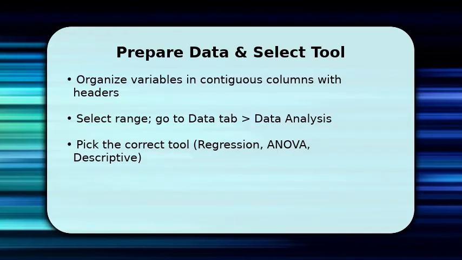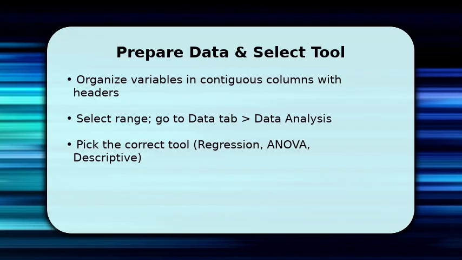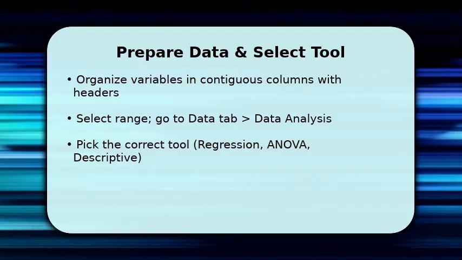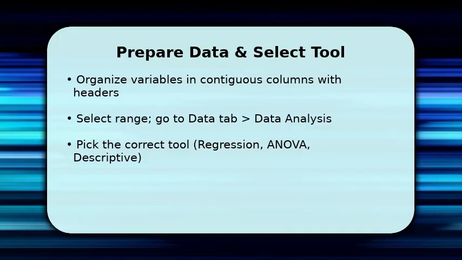Choose the appropriate procedure: regression for prediction, ANOVA for group comparisons, descriptive statistics for quick summaries, and set input ranges and labels. Make sure to check the labels box if you included headers. That prevents misalignment and keeps output readable.